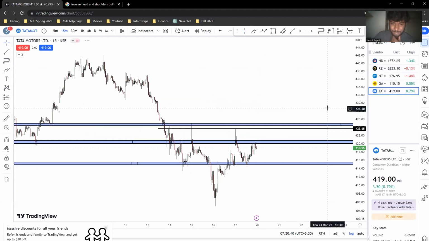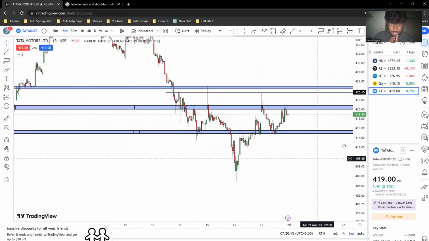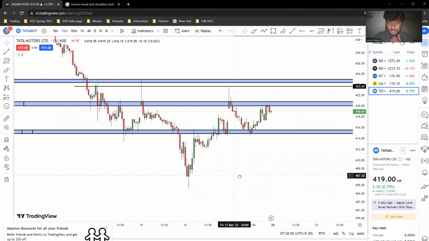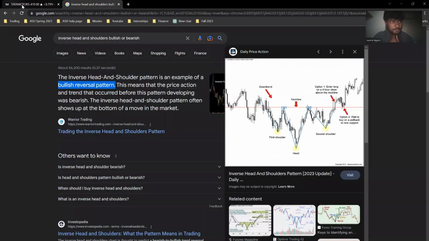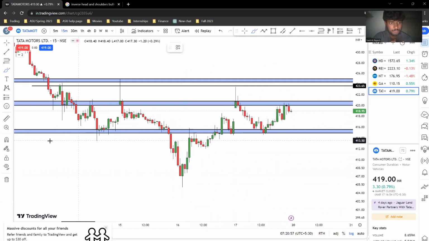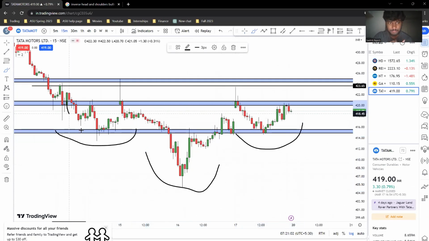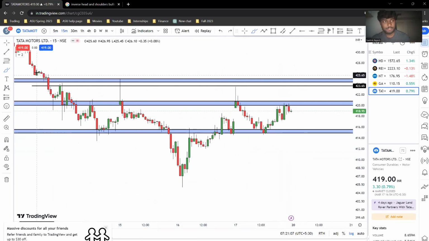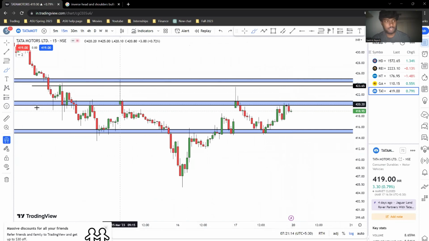Anyways, Tata Motors. Okay, this was the upside stock. So if the market's bullish tomorrow, you guys can take up this trade. Again, do you guys see what's the pattern here? Shoulder, head, and another shoulder. You guys see that? Which is a bullish pattern, right? So if this neckline breaks, it's a good opportunity to take up these targets.